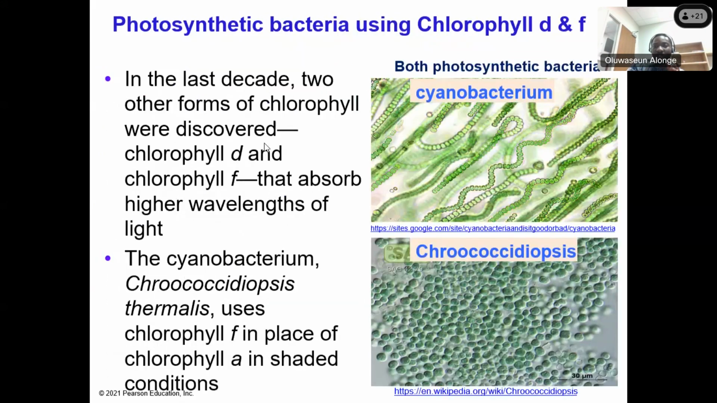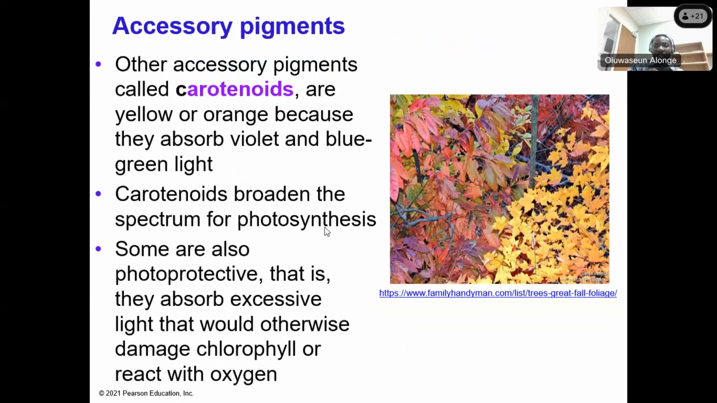Don't worry. So in the last decades, two other forms of chlorophyll were discovered. That's D and F. They also help to absorb higher wavelengths. Cyanobacteria use chlorophyll F in place of chlorophyll A in shaded conditions. You just need to take note of that. Now, I'll focus on what I need to focus on once I get there.